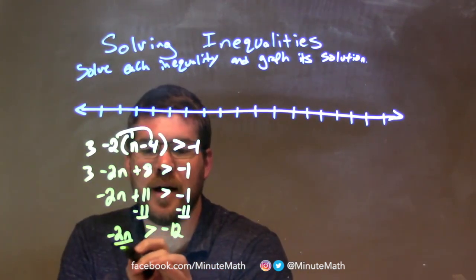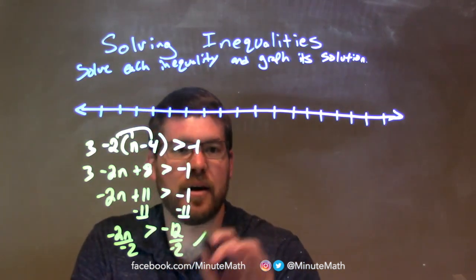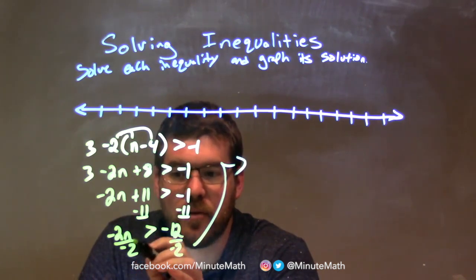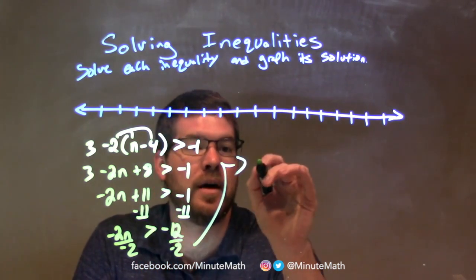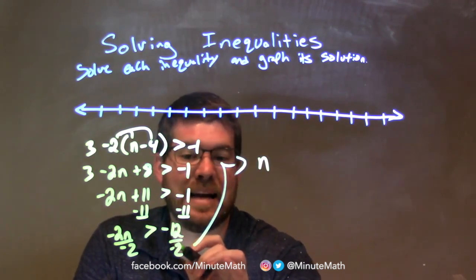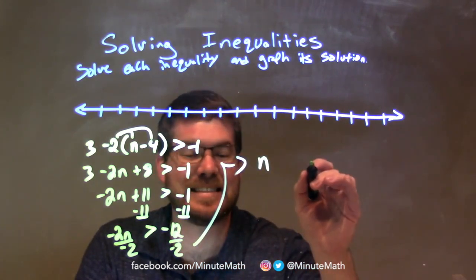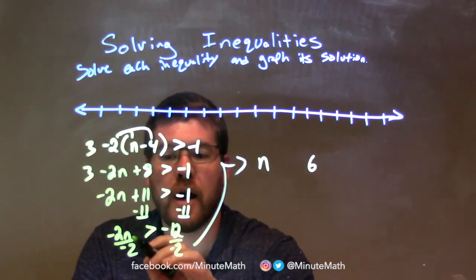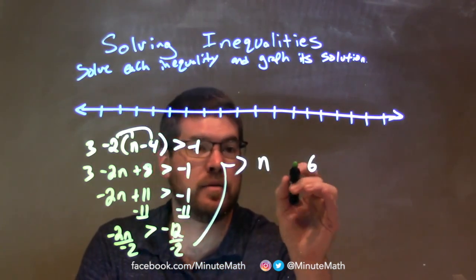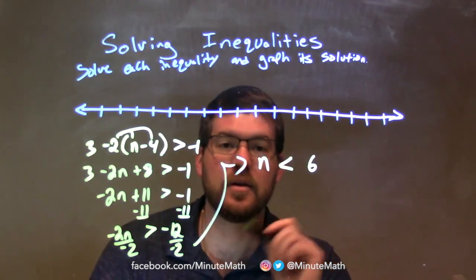Then I need to divide by negative 2 on both sides to get n by itself. And this is where it gets tricky. Negative 2n divided by negative 2 is a positive n. Great. And then on the right-hand side, we have negative 12 divided by negative 2, which is a positive 6. But we divided over the inequality, so that inequality flips from a greater than sign to a less than sign. And so our final answer is just n is less than 6.